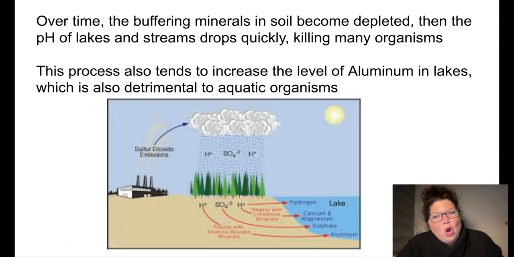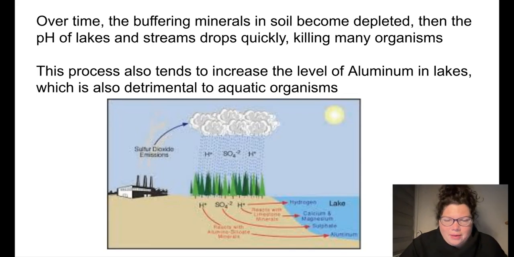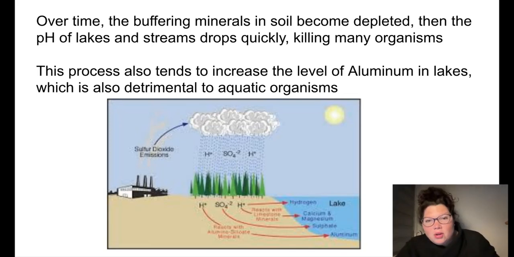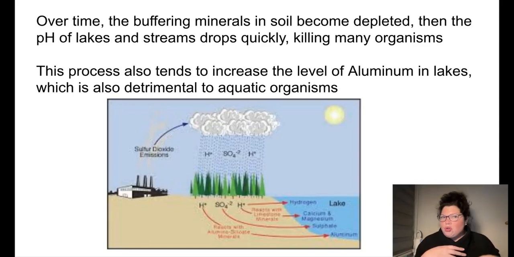Now, unfortunately, over time, the buffering minerals in the soil can become depleted. Every time a hydrogen comes in and reacts with a carbonate, that carbonate is gone. It's moving into the water with that hydrogen. So we will eventually run out of those things. We'll see lakes where the pH is neutral, neutral, neutral, and then all of a sudden it will spike and just drop. That means our soil has become depleted and can't buffer anymore. And that will kill a lot of organisms.